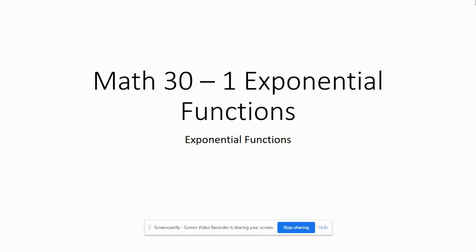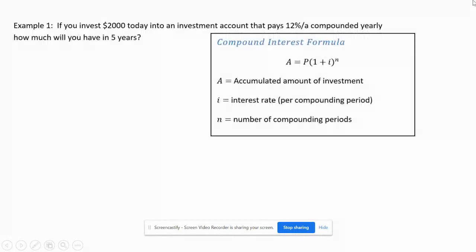Exponential functions have big applications in finance. So I've designed this topic so that all the examples have to do with money, finance, and interest, something called compound interest. What we have over here is the compound interest formula: A equals P times (1 plus i) to the n. A is the accumulated amount of the investment, i is the interest rate per compounding period, and n is the number of compounding periods.